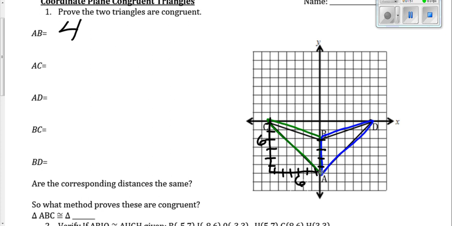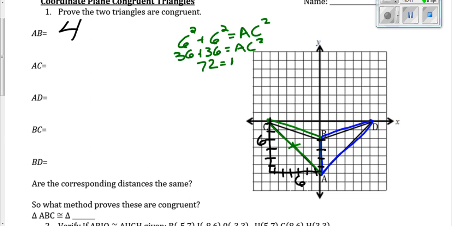Okay, and if you remember back to how to find length, we're going to use the Pythagorean theorem to find the side. Okay, so I have 6 squared plus 6 squared is equal to AC squared. And when I do my math, I get 36 plus 36 equals AC squared. When I add them together, I get 72, and then I have to take the square root of both sides. So it's the square root of 72. So I'll go ahead and write that over here.